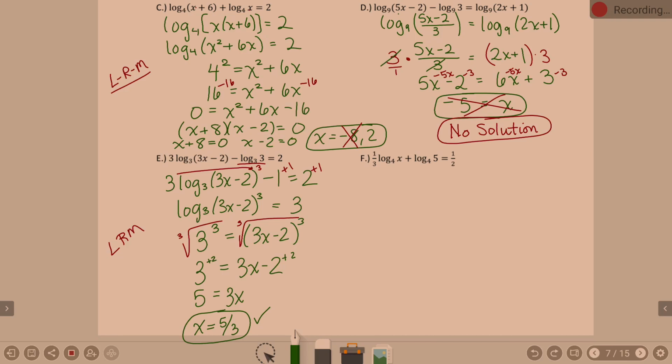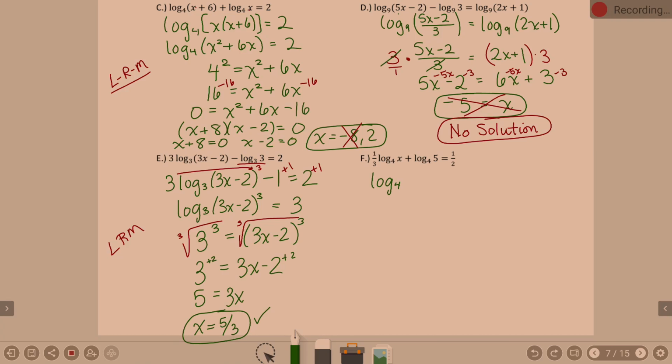Okay, what are you doing first? I would combine them. But before you combine them, do you have to move the power? You have to move that 1/3 up. Is this just a personal choice to move the power, or do you have to move it? You can't combine the logs when there's a number out front. It has to be up in the power. So it's not a choice, it's a requirement. It's a law. So log base 4 of x to the 1/3, or cube root of x.